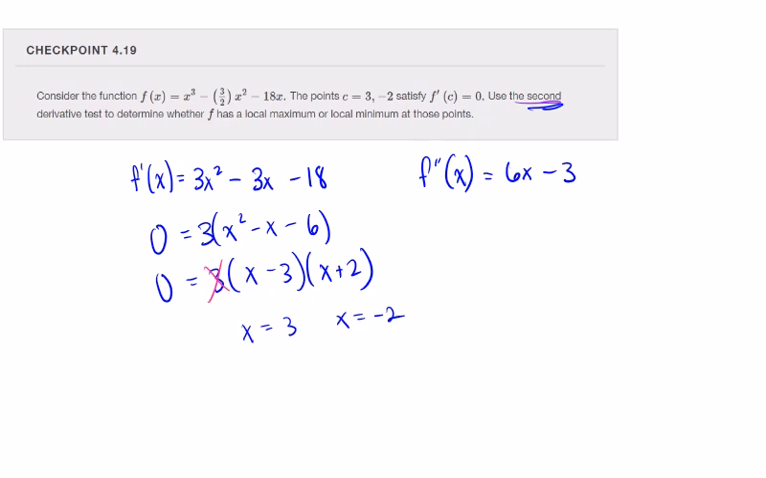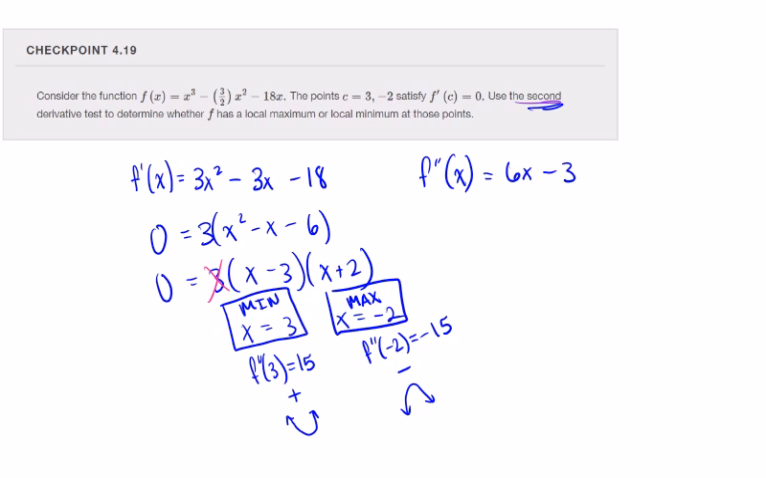All right, so now that we have these values, now we want to use our second derivative to see if they're maximum or minimum points, right? So what you're going to do is just plug these values in and see if the second derivative comes out positive, that means it's concave up and you have a minimum. If the second derivative comes out negative, that means it's concave down and you have a maximum. Okay, so try that out.